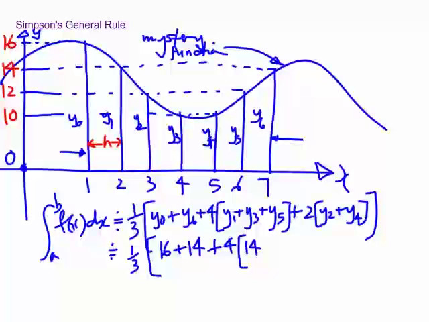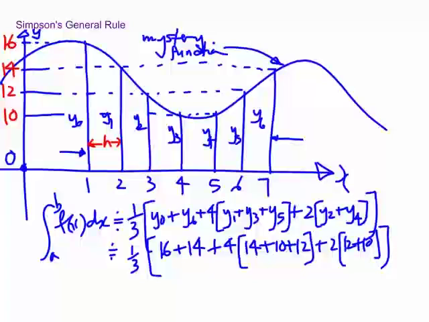y3, you can see here, is only 10, and y5 is 12, plus twice. Okay, let's have a quick look here. y2, you can see here, is 12, and y4 is 10. Okay, so here we have the approximation, and we just have to work out this.